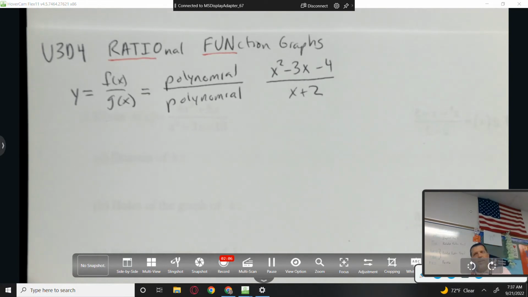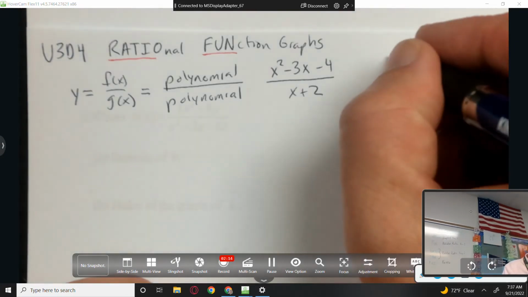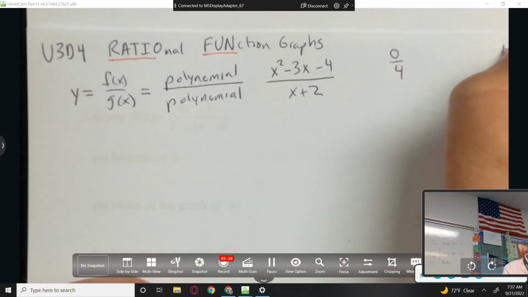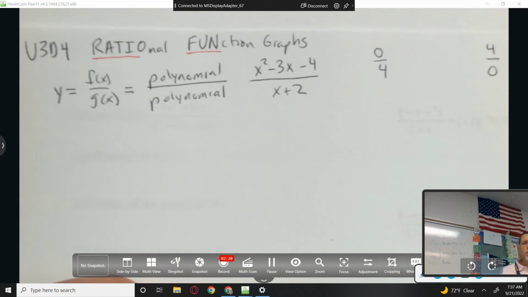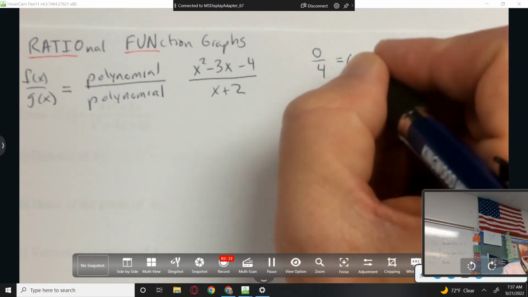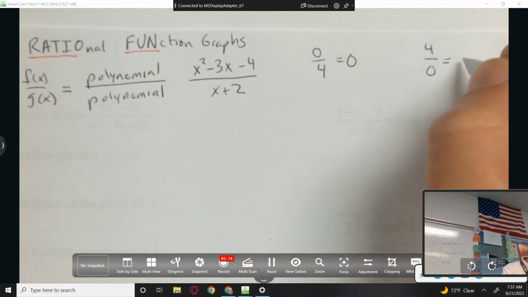And a big chunk of getting these graphs right is understanding the difference between 0 over 4 and 4 over 0. I mean, that's supposed to be basic stuff, but obviously if you get it backwards, it's going to be a really rough day here. So what's 0 over 4 equal to? 0. And 4 over 0? Undefined.